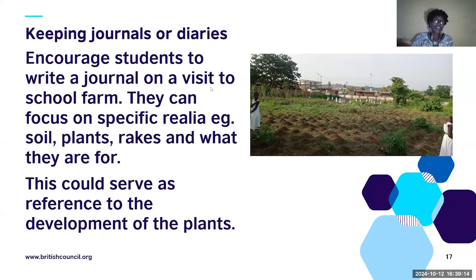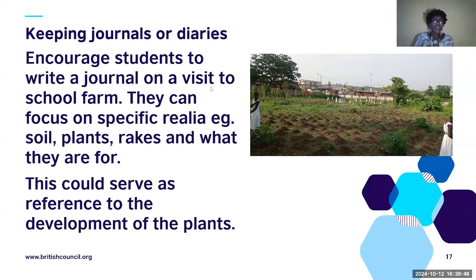So you are still helping them to write something. You are encouraging them to write. So with this, many of your students will be able to make reports. They'll be able to observe and make reference to how well the plants are doing on the farm. So when you do this, your students can also talk about the farm implements. You can get them to talk about the rake, the kind of soil you have on the school farm, the kind of plants you have on the school farm. All that can engage your students.